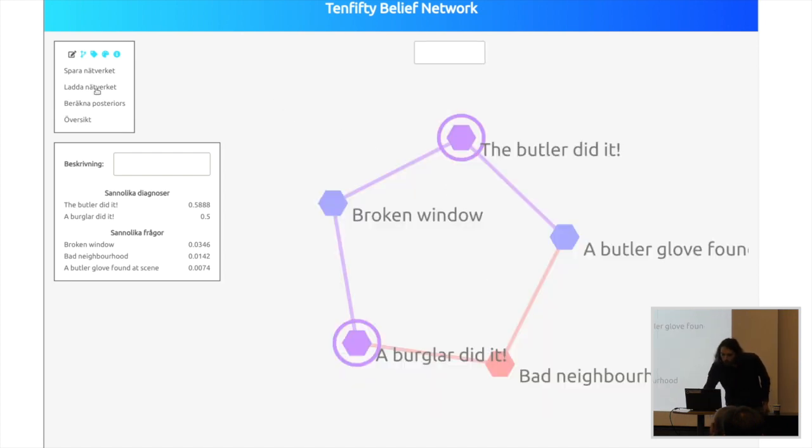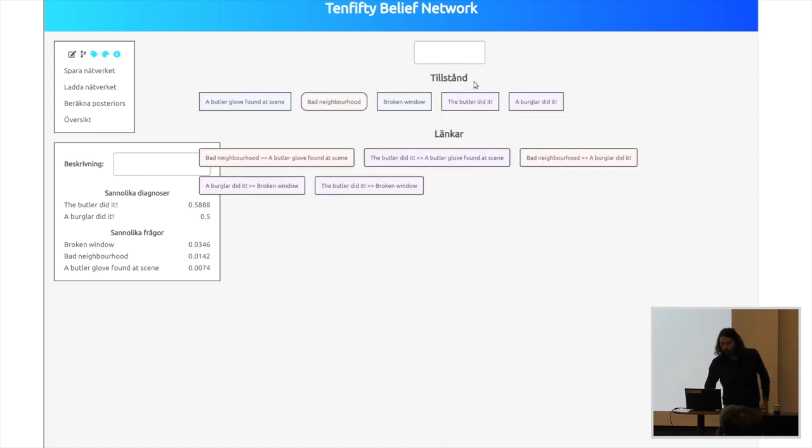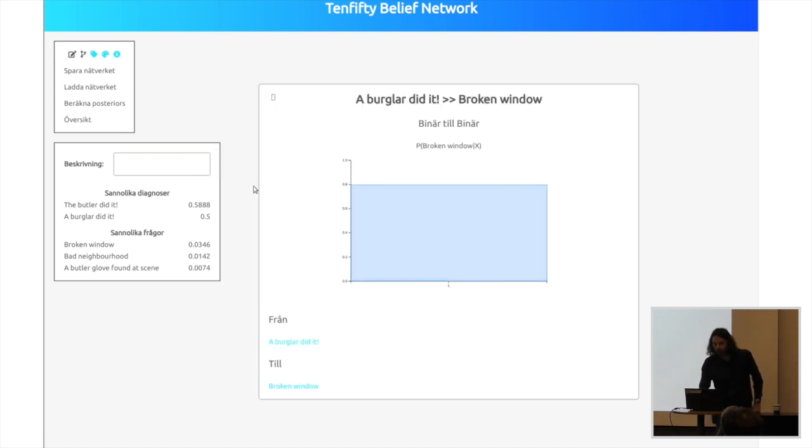And now we have our nodes, and we have links between the nodes. So given that a burglar did it, what's the probability that the window is broken? So probability of broken window given a burglar did it. And I, from my long experience, say that it's 80%.